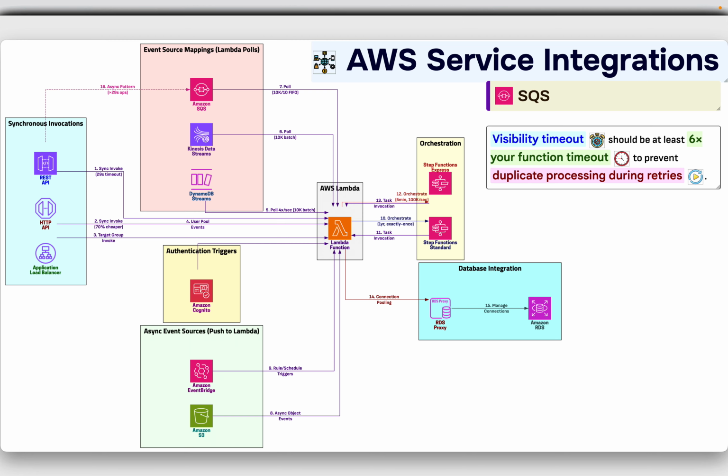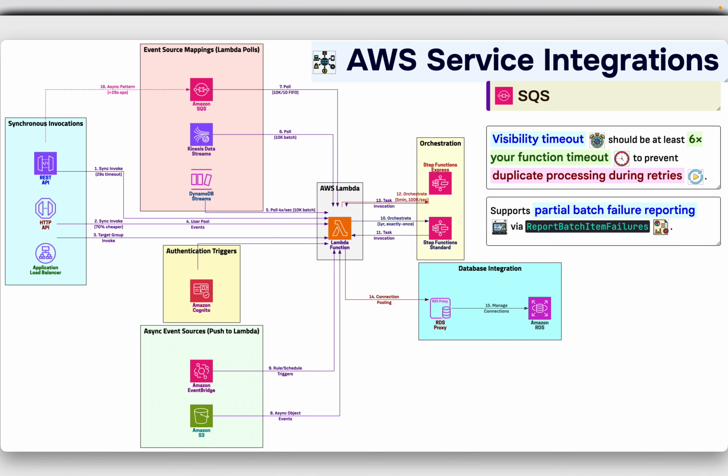The visibility timeout should be at least 6 times your Lambda function timeout to prevent duplicate processing during retries. SQS supports partial batch failure reporting via the report batch item failures feature, which lets Lambda report only the failed messages instead of the entire batch.